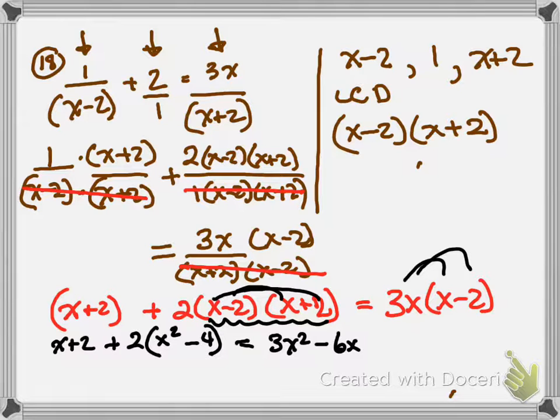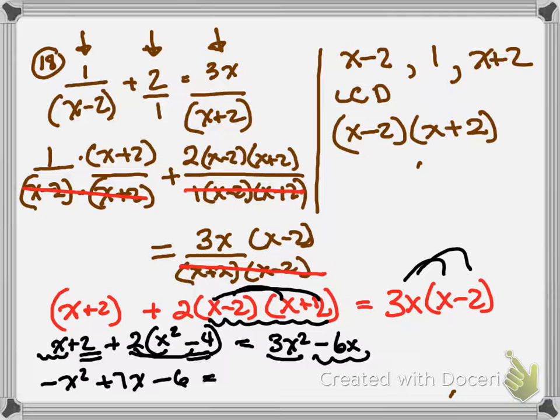So I think I'll move everything to the left. I'll end up with 2x squared and 3x squared combining to a negative x squared. I end up with x and negative 6x combining to be a positive 7x. And then my 2, and that'll be a negative 8, right? Because I'm going to distribute the 2 to the negative 4, and 2 plus a negative 8 will be a negative 6. And I'll end up with just 0 over on the right.